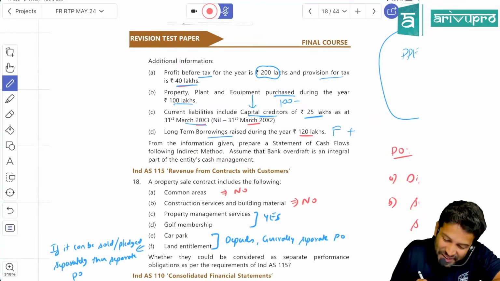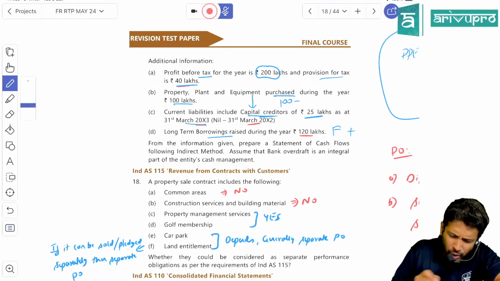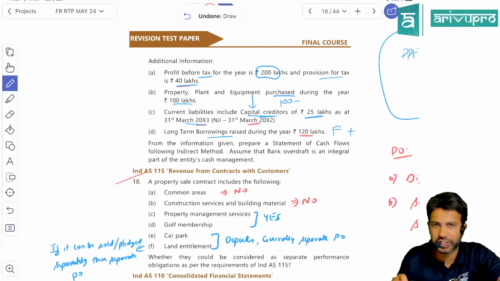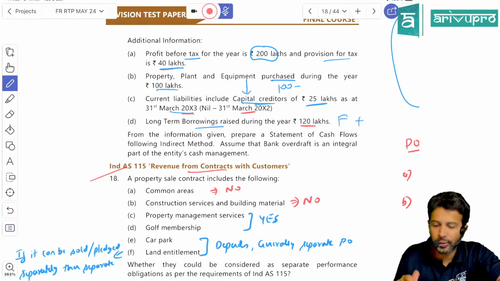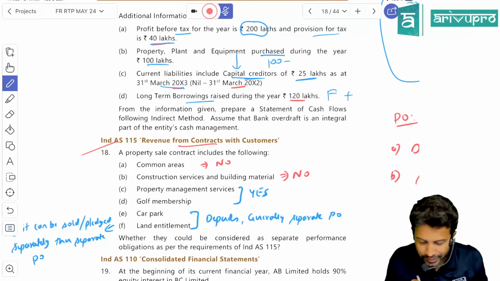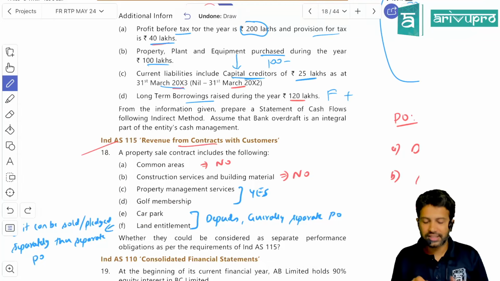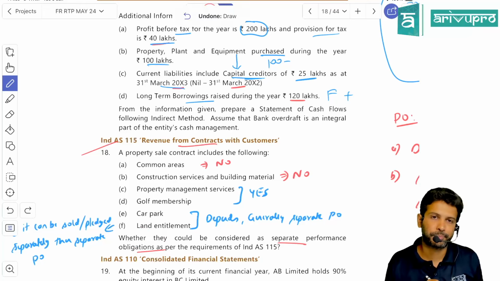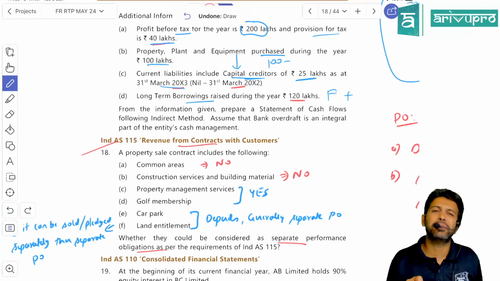Okay. Next is question number 18. This one is also a small question, but I would say a good question. Just theoretical, but a good question in my view again. Revenue from contract with the customer, India is 115 question. The requirement is they've given some data and they're asking whether these components can be considered as a separate performance obligation. So performance obligation means what?